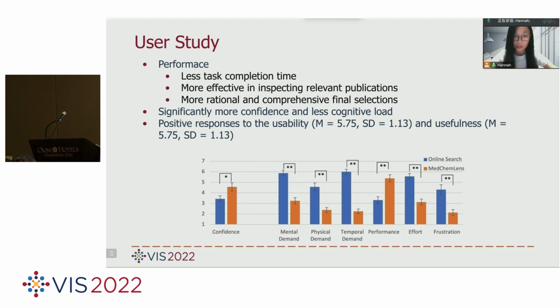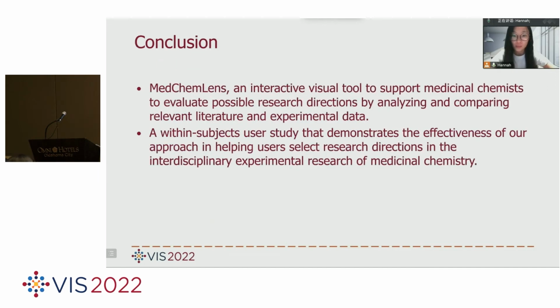The results show that, compared with the control condition, participants in the experiment condition reported faster search, better informed selections, higher confidence in their selections, and lower cognitive load. In summary, we contribute an interactive visual tool, MedChemLens, to support medicinal chemists in selecting drug targets. It integrates information from 3 different disciplines and organizes scholarly documentation following the practice of each discipline. A within-subject study demonstrated the effectiveness of MedChemLens. It helped users analyze relevant literature to select research directions.